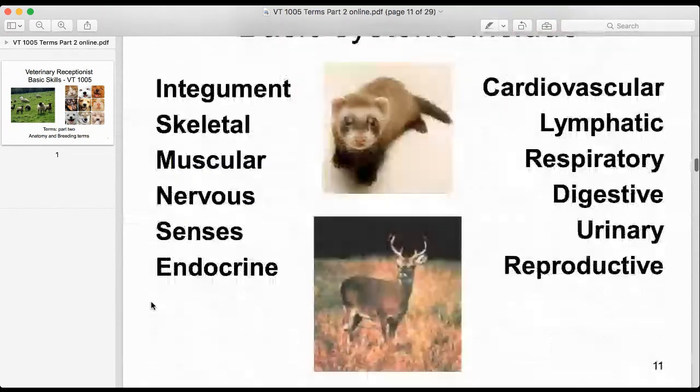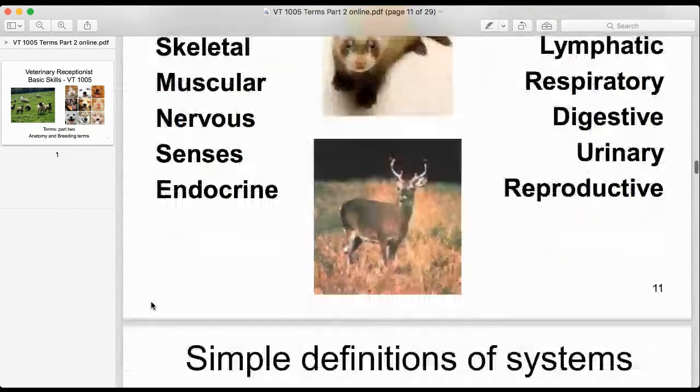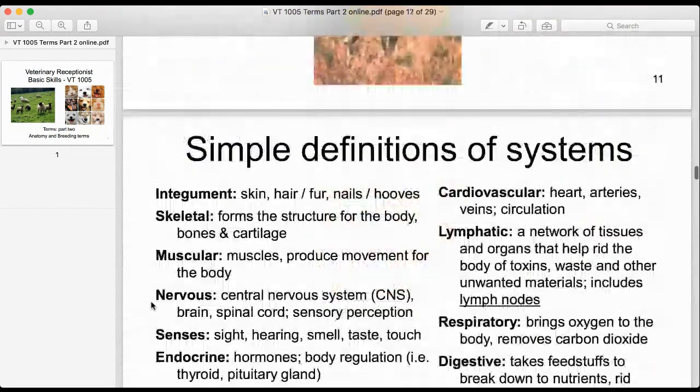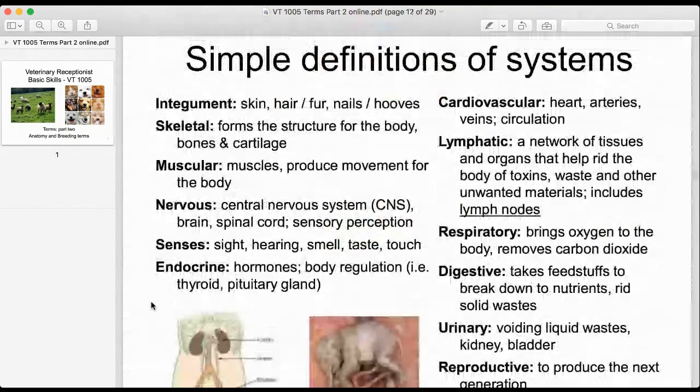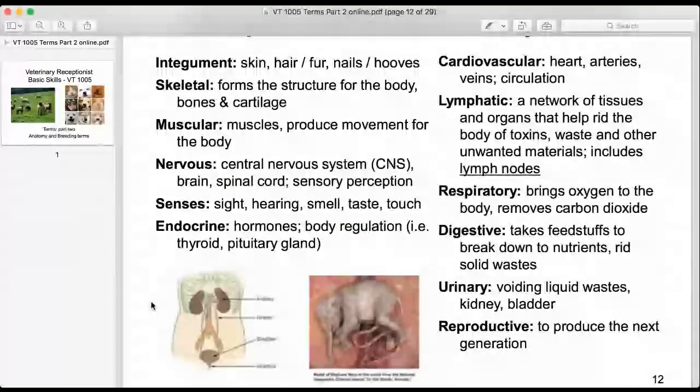This slide lists the various systems that a full course in anatomy and physiology will take you through. We're going to be touching on parts of these, and I'm not going to take much time here because on the next slide are definitions that you should write out and understand for this class about the various systems. I'm going to read each of those system names so you can repeat them after me.